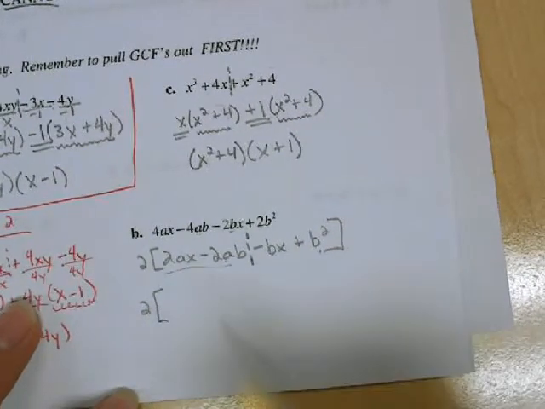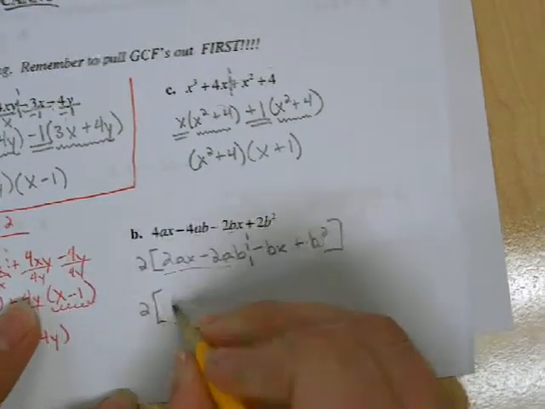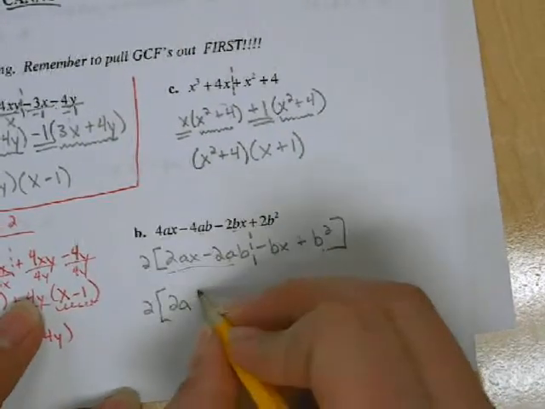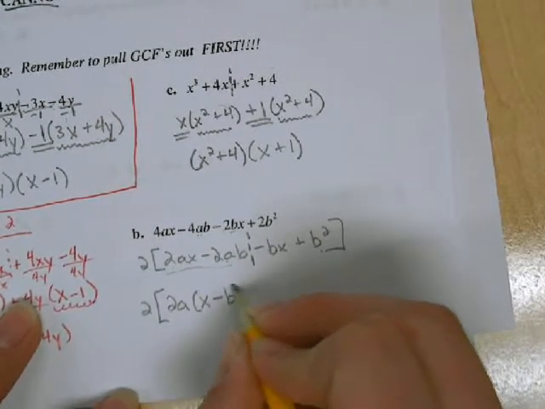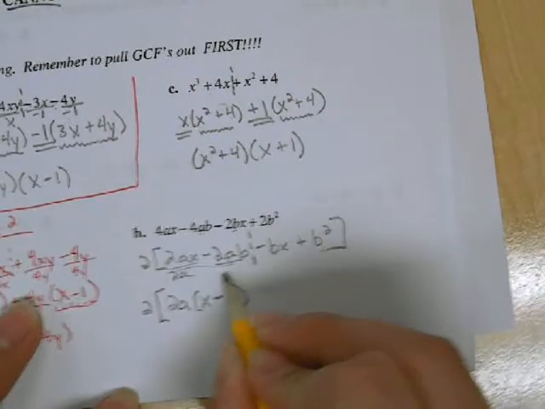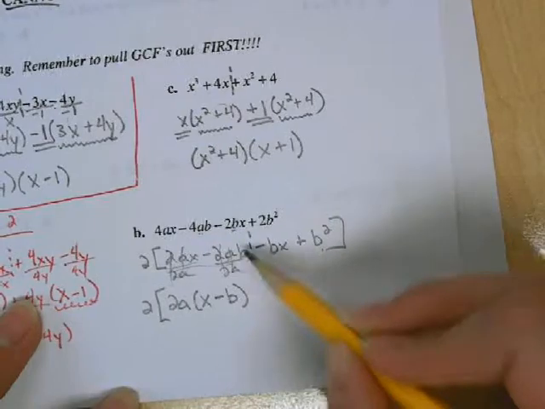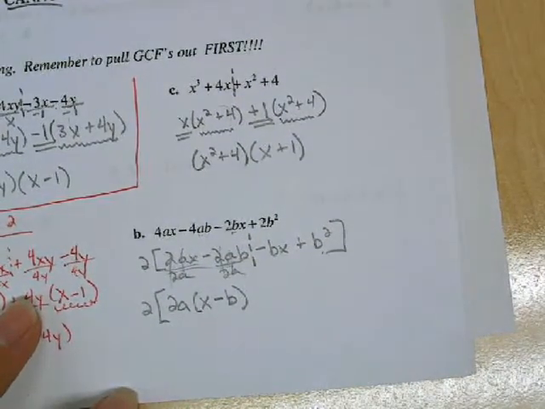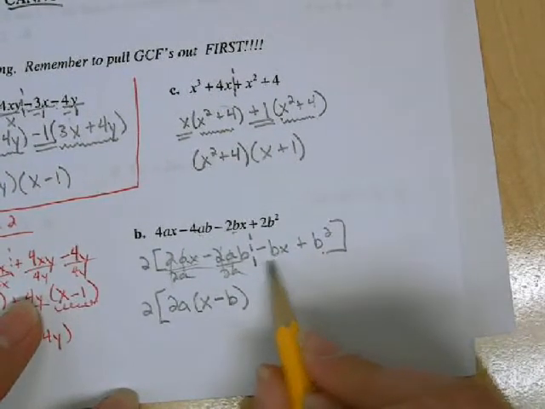And now here, I've got a 2 and an a in both. So the 2a comes out front, and in parentheses I'm left with an x minus b. If I divide out the 2a, divide out the 2a, you can see here I would have just an x left and just a b left. So just the x minus the b. That's just the first part. Now let's take a look at this second part here.